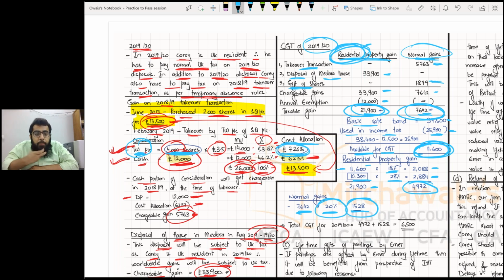Junaid Anwar has asked, sir, can you please repeat? Junaid, do you want me to repeat this calculation part? So I'm repeating this again. This 33,900 was the gain on the residential property portion, and the normal gain related to two things: 5,763 was the temporary absence period gain, and 1,879 was the gain on the gift of shares. So these are the two gains. Junaid, on residential properties the rate of tax is 18 and 28. On normal gains, the rate of tax is 10 and 20. So obviously, I will use my annual exemption.